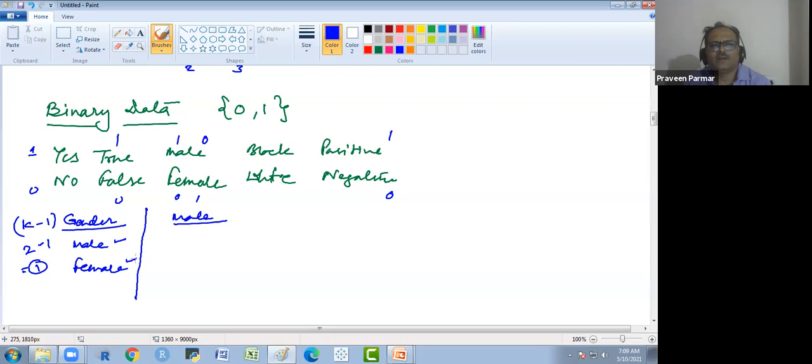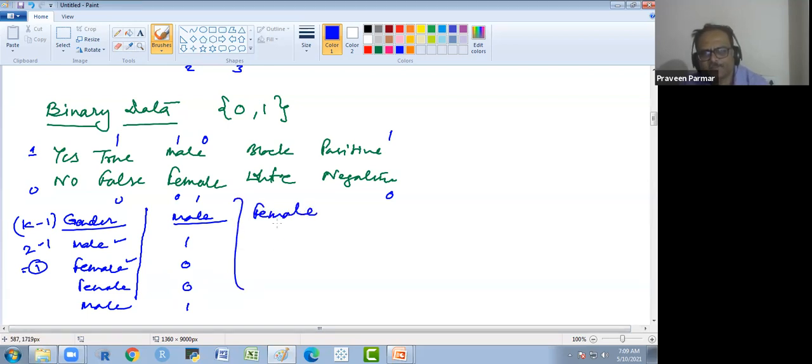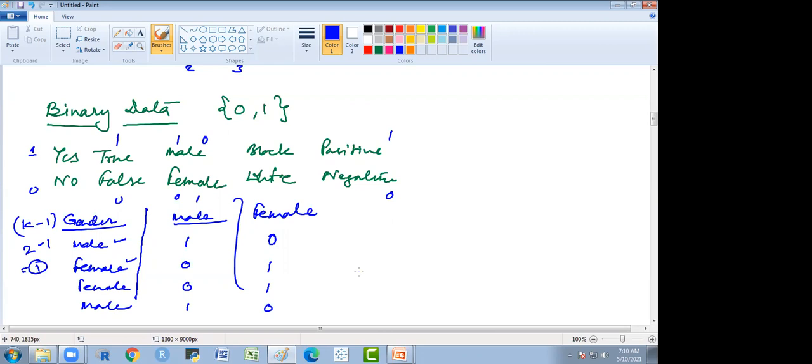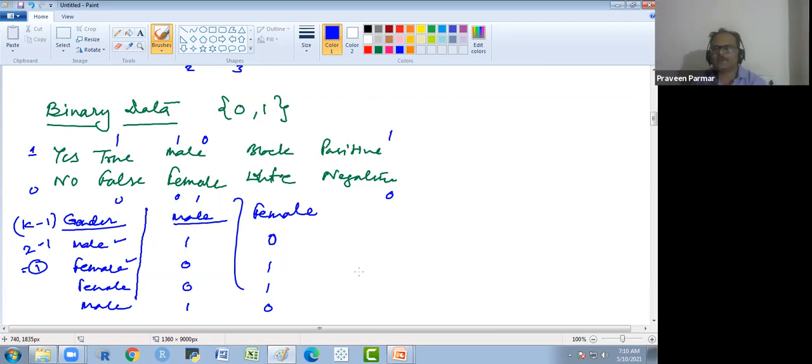I also write here female and then male. In this way we have the data. So for male it will be 1, for female it will be 0. Got it? If I take male. And if I take female as the dummy variable, then the first one is male, but we are taking the female column, so it would be 0. The female would be 1 here. Does that make sense to you? Any doubt? Okay. So this is the binary data.